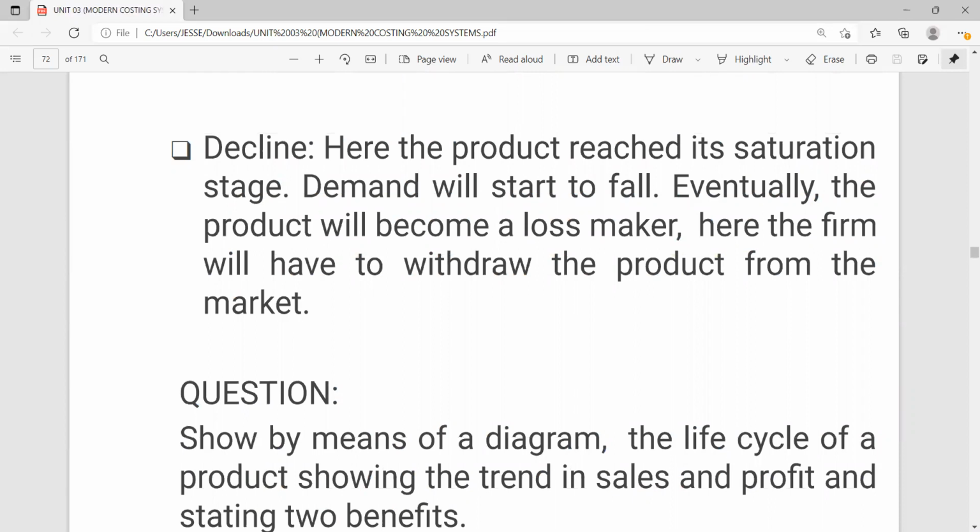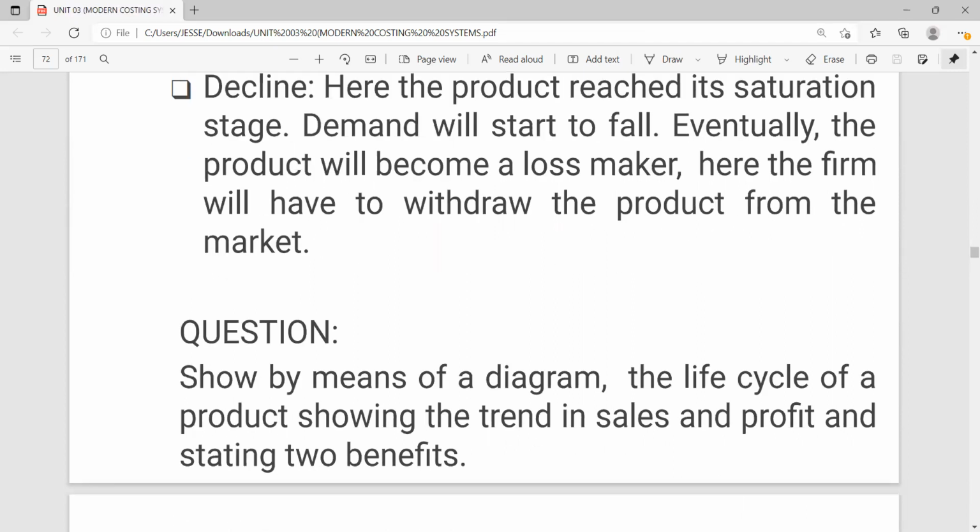For some other companies, when they get to the maturation or maturity stage, they're able to reinvent the product and represent it to the market. And so they do not necessarily go to the decline stage. Because at the decline stage, the product begins to make a loss and demand falls, and the product will have to be withdrawn from the market.